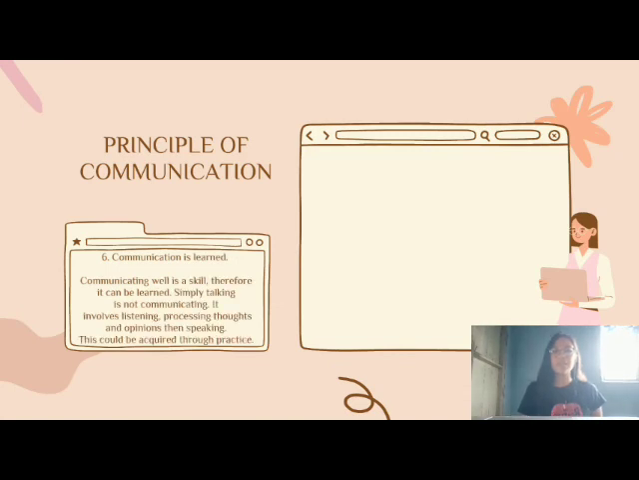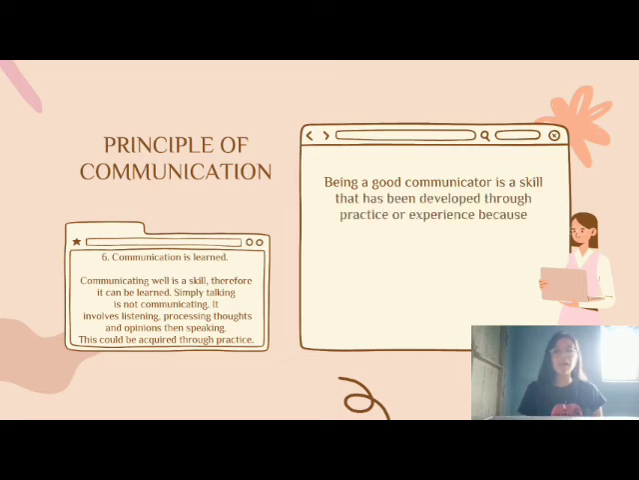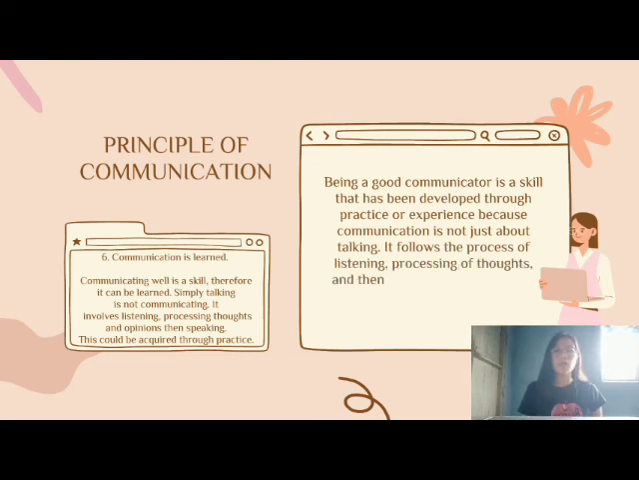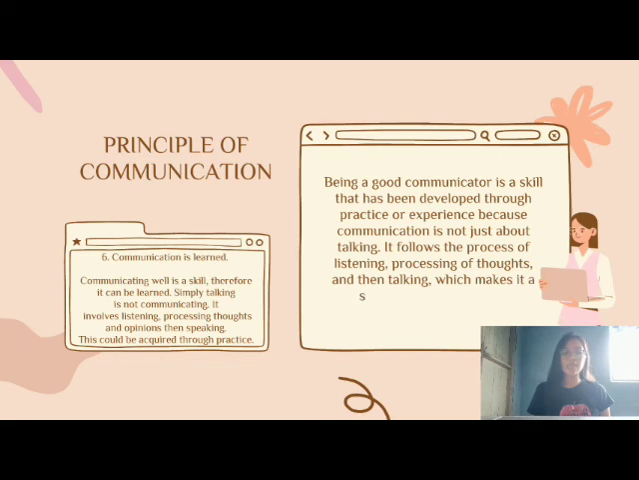Number 6, communication is learned. Being a good communicator is a skill that has been developed through practice or experience because communication is not just about talking. It follows the process of listening, processing of thoughts, and then talking, which makes it a skill that is being learned.